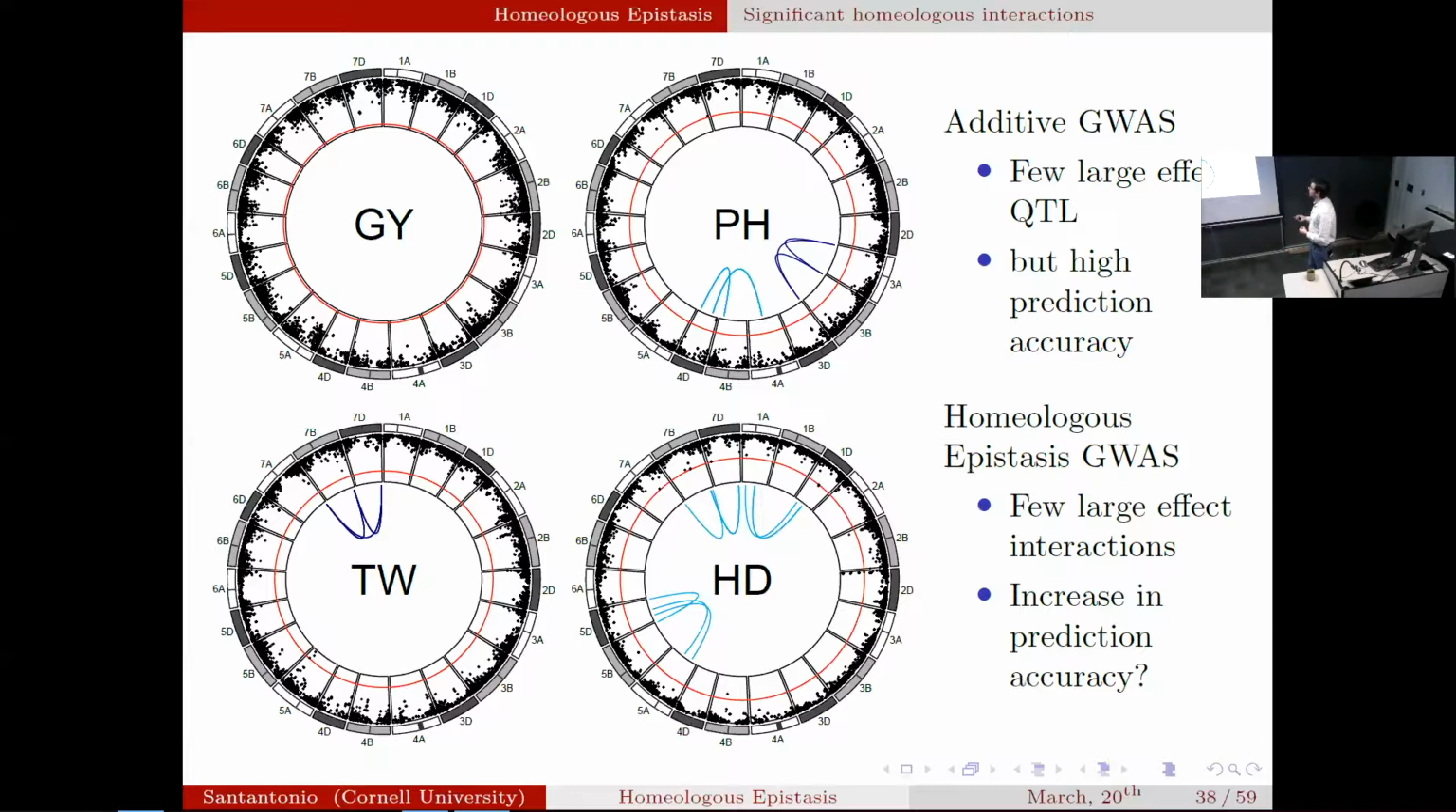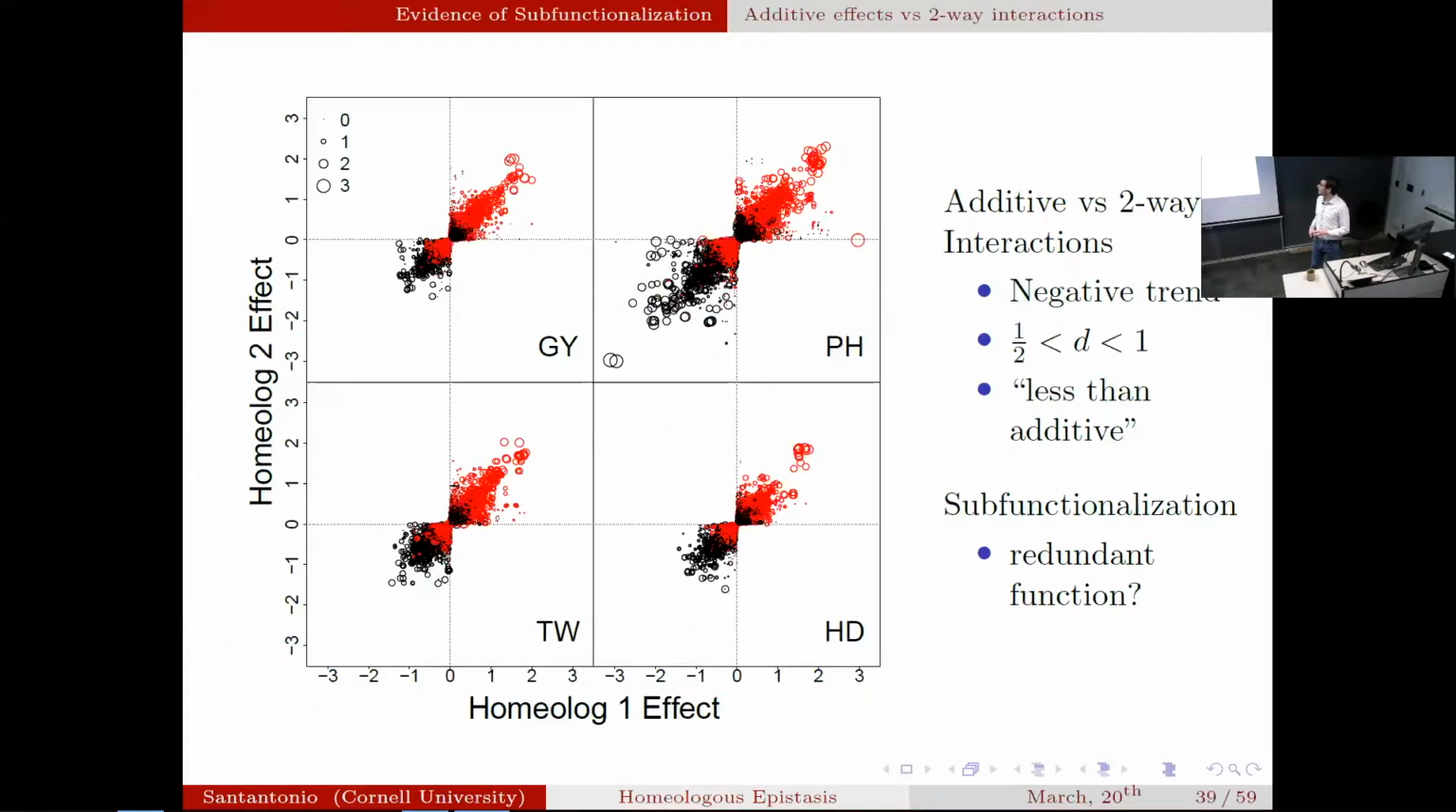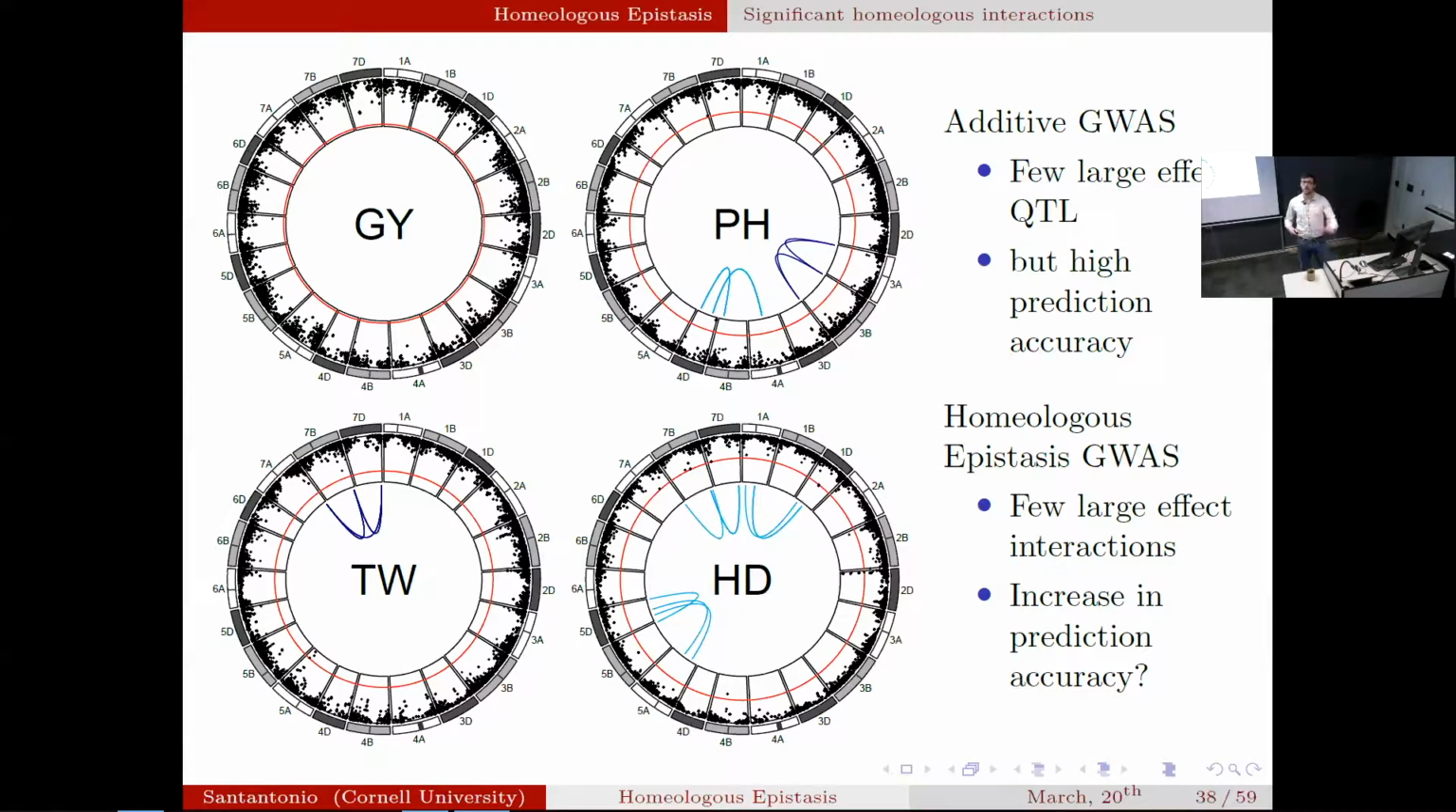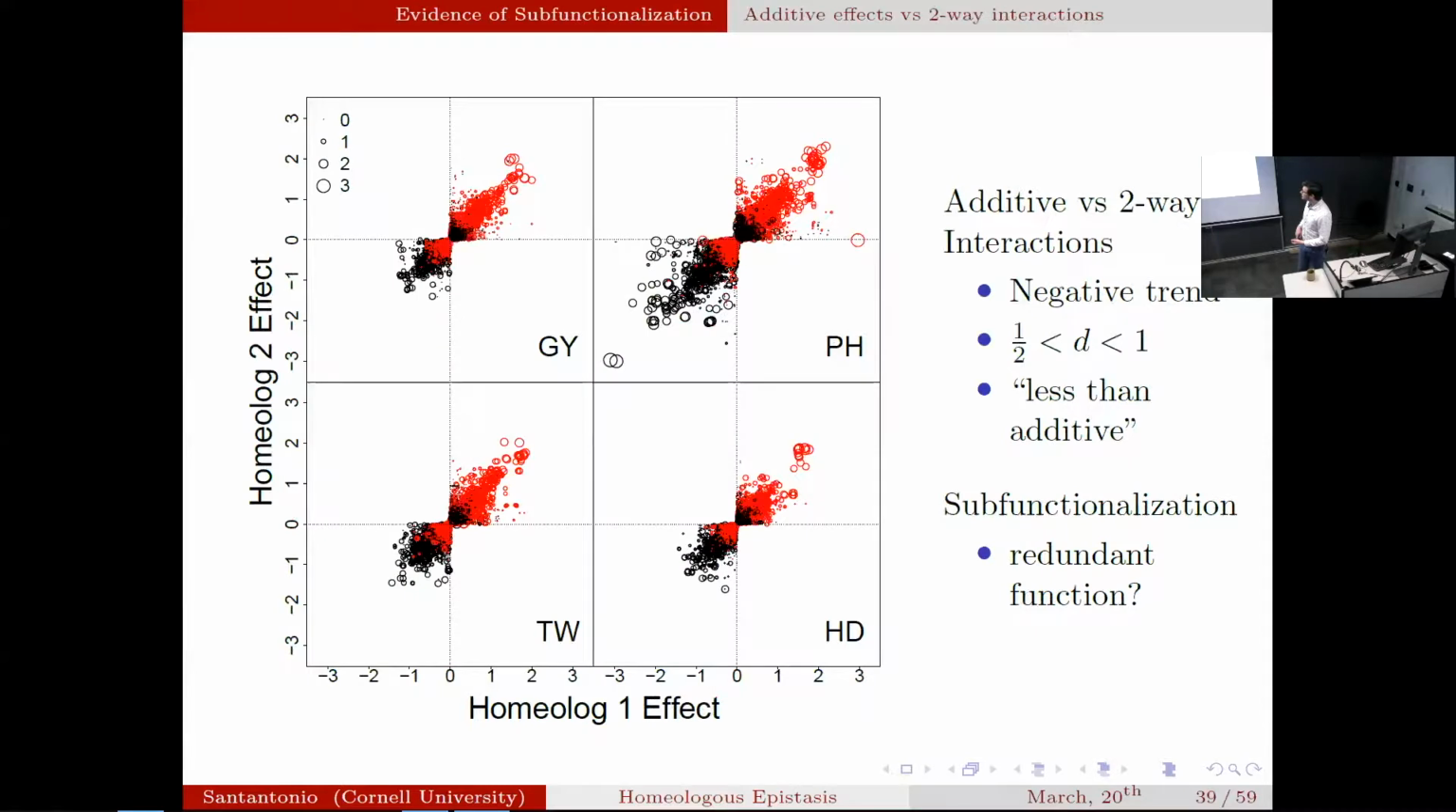Similarly, we don't find a whole lot of quote unquote significant homeologous epistatic interactions. And these are indicated by these hoops here. So, you know, a couple on 3, a couple on 4, a couple on 5, a couple on 7. Relatively few. However, we can look at the global trend of these loci. Okay, and then we can see, do they increase prediction accuracy? I'm going to get to that in a couple of slides.